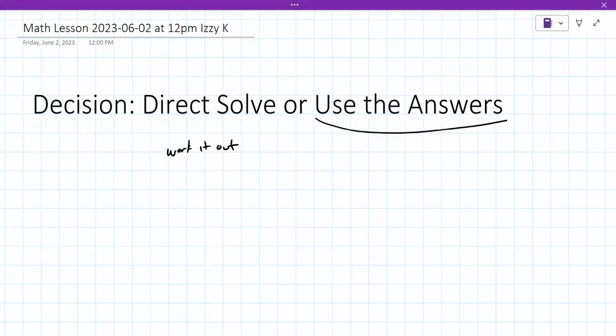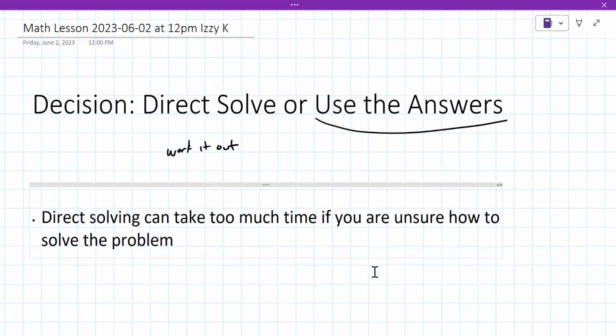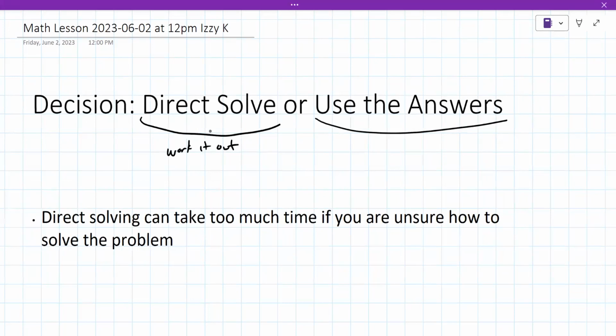All right. So here are some bullet points that I threw in the class here. Direct solve can take too much time. That's one of the disadvantages of direct solve. It can take a lot of time, especially something like a system of equations. And if you don't know how to do the problem, it can take even longer, right? So if you don't know how to do the problem, sometimes it is better to use the answers.